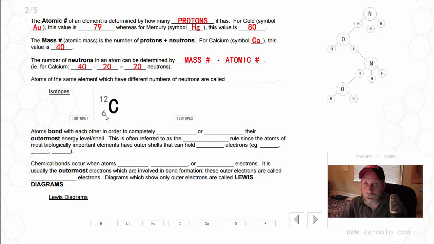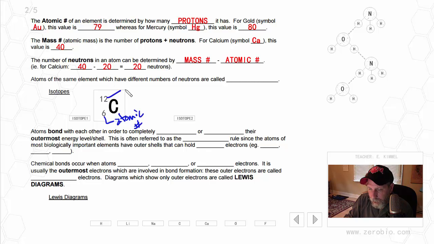Now, the atomic number tells us the number of protons. Here, let me write a little bit here. This is the atomic number. And this up here is the mass number. And this is just one notation for how you can write a particular brand or isotope type of carbon. This is called carbon-12.